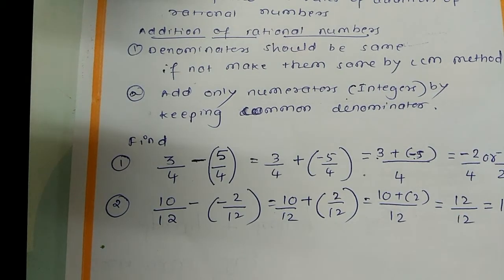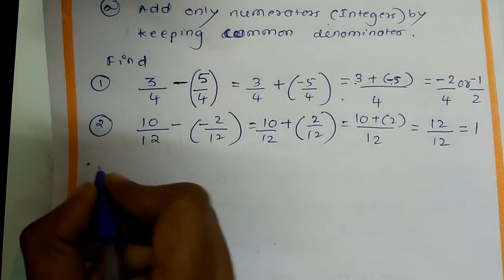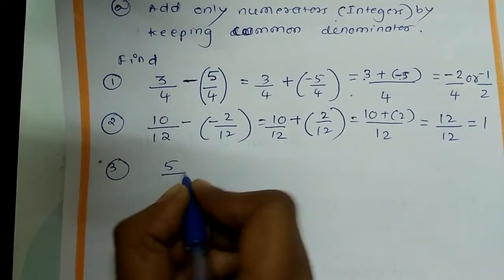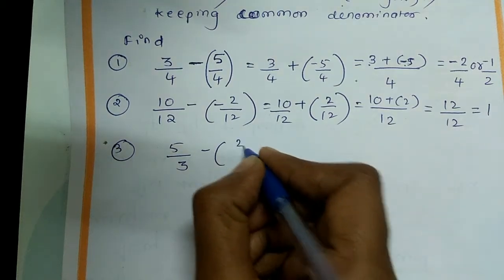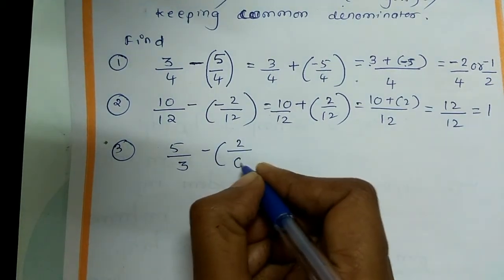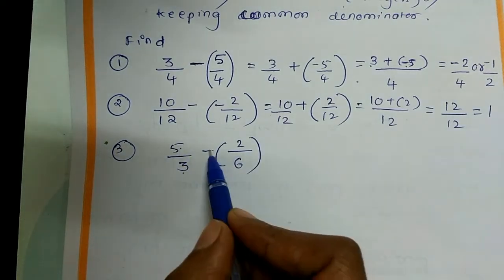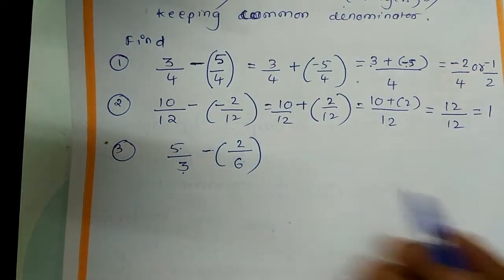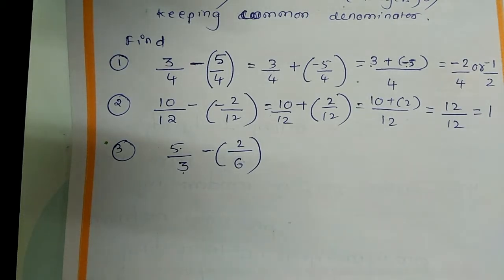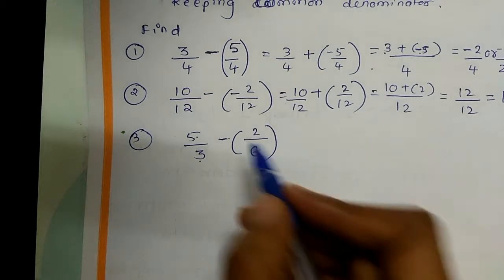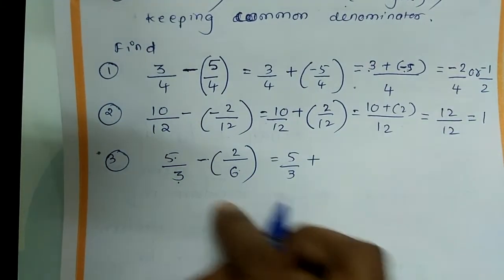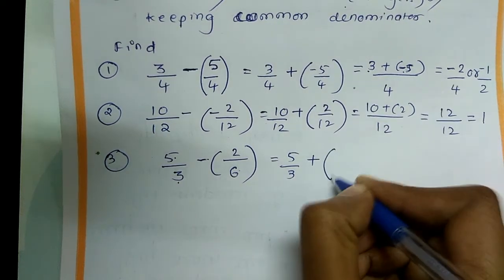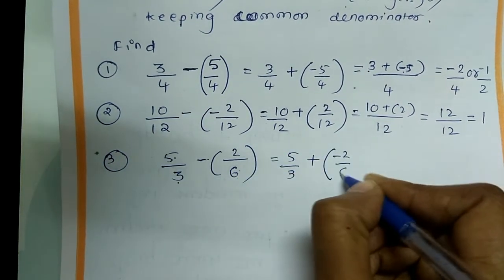Now we'll take an example where we have different denominators. Let us take 5 by 3 minus 2 by 6. This is also positive, this is also positive. Here we have different denominators, and we have to convert them into the same denominator. But before that, we follow the first rule: add the additive inverse of the second. So 5 by 3 as it is, convert subtraction to addition, and the additive inverse of 2 by 6 is minus 2 by 6.